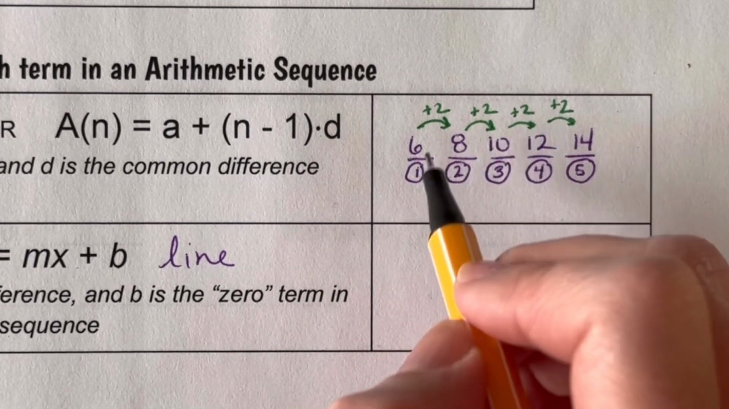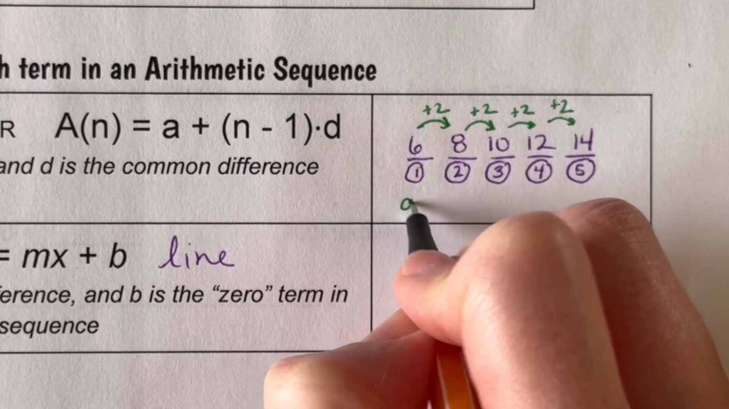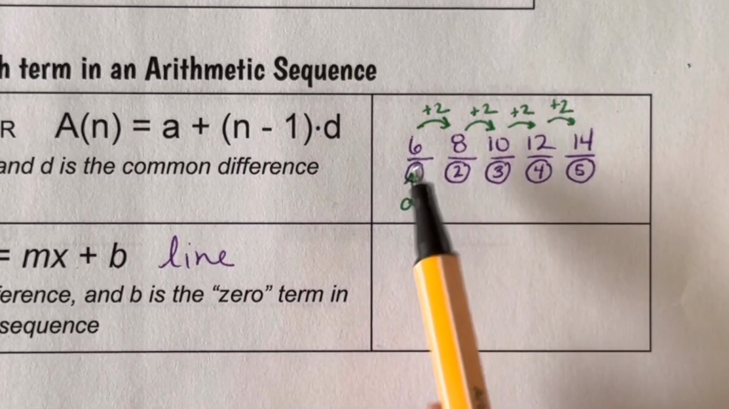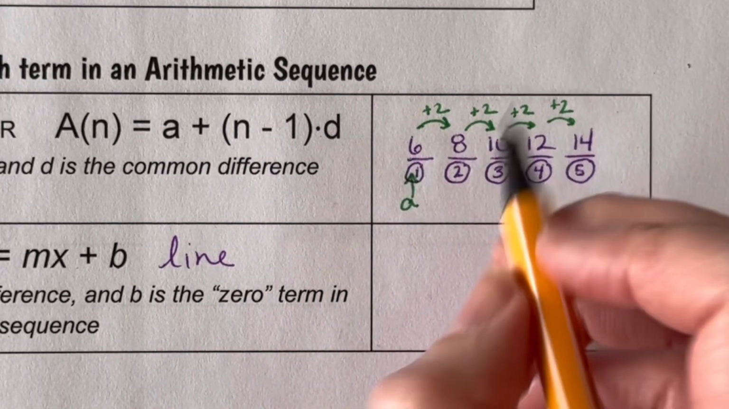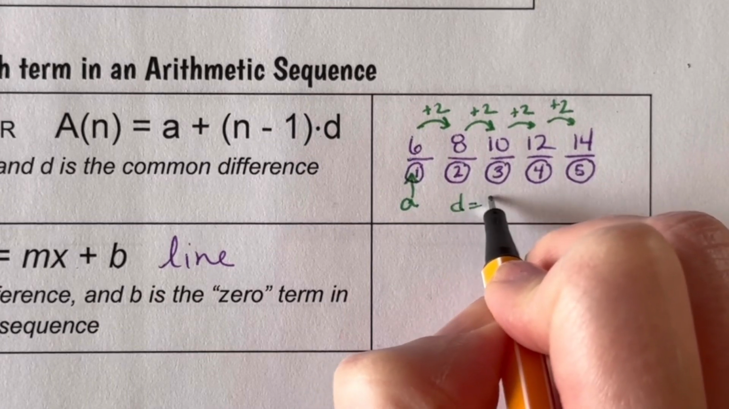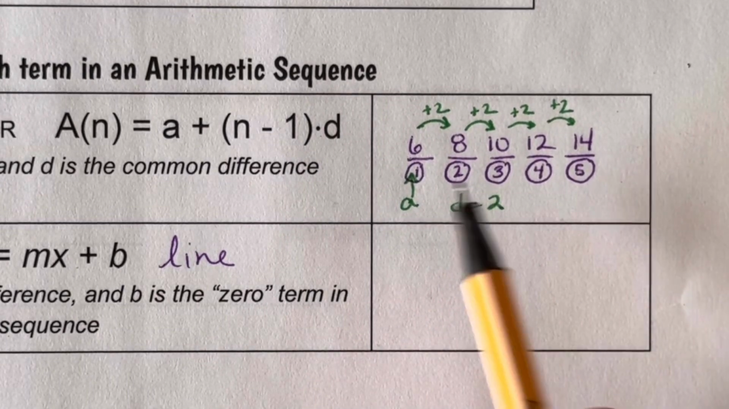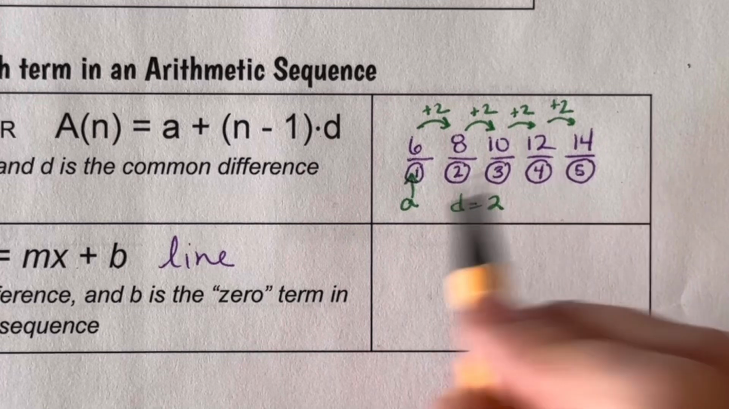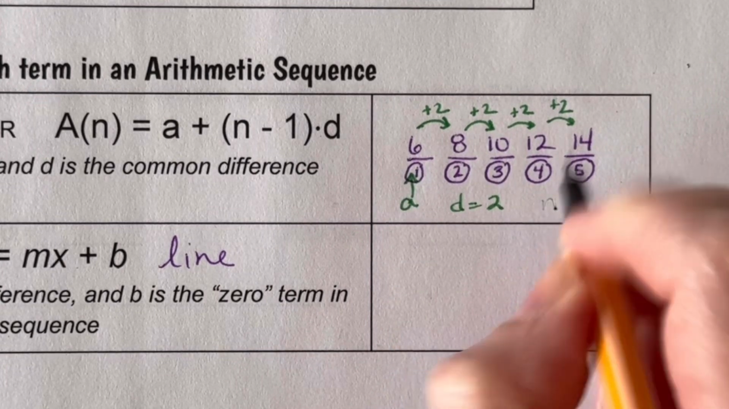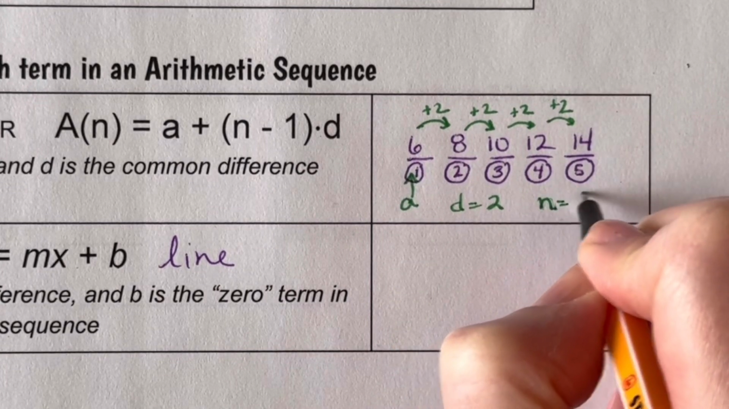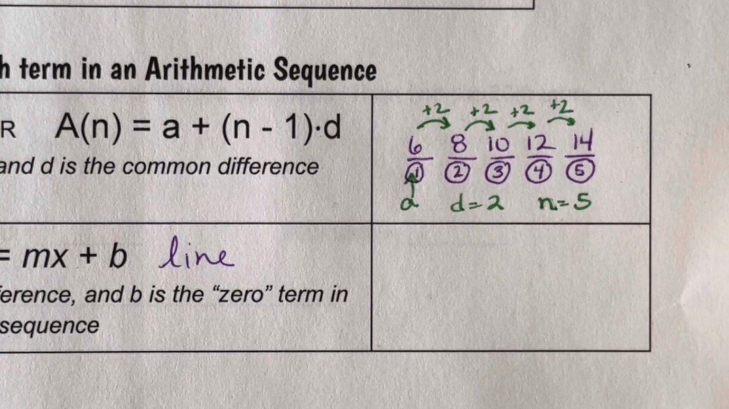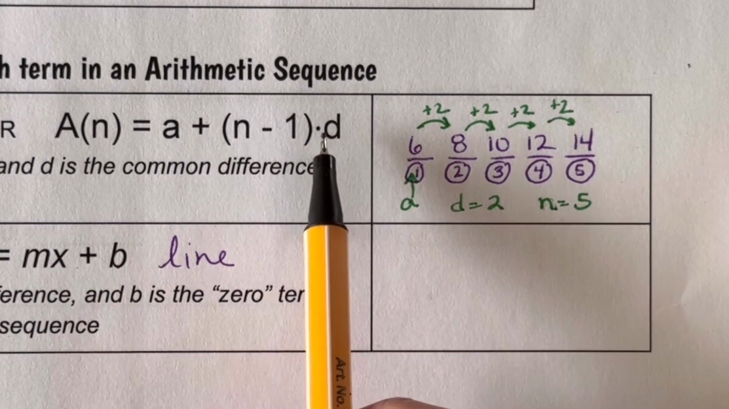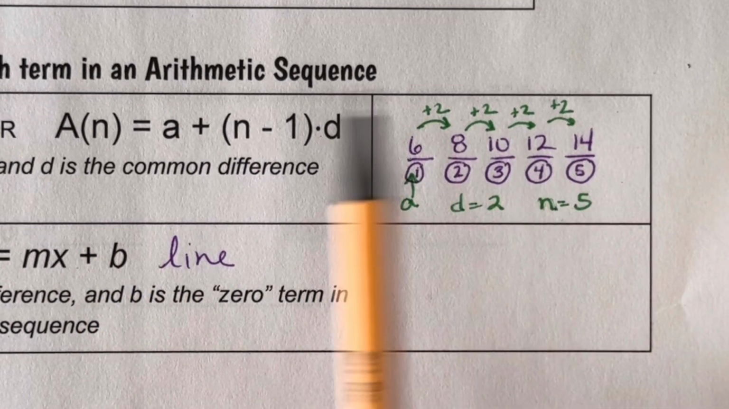Okay, that's nice. A is my first term, so A in this one would be 6. D is my common difference, in this case D would be 2. And how many terms are there? Well, in this case there are 5 total terms, so n would be 5. Great. What does this mean and how does this describe it?